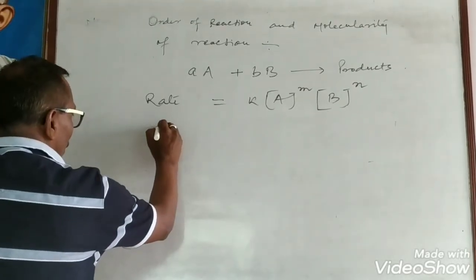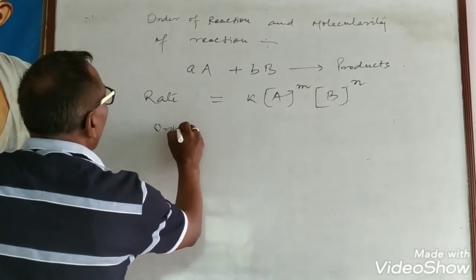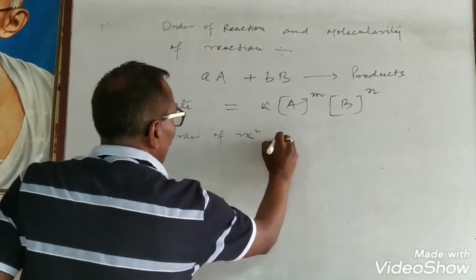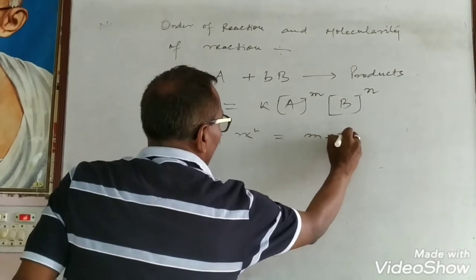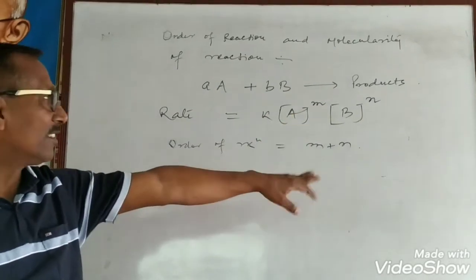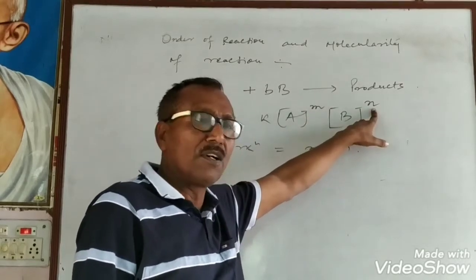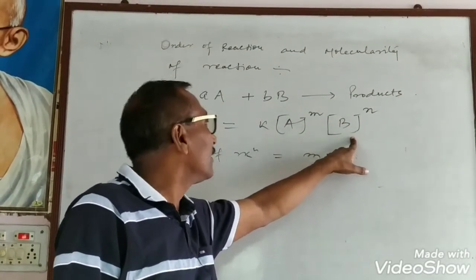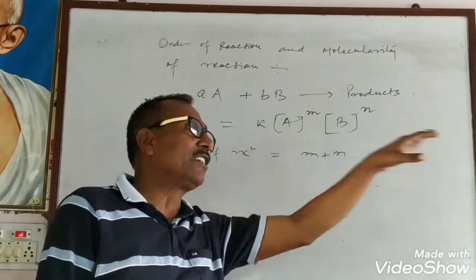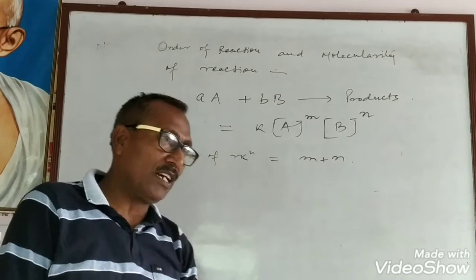So here, order of reaction is equal to m plus n. This is the order of reaction. Whenever order of reaction is to be defined, it is the sum of powers of concentration of reactants expressed in the rate law, which is given experimentally. This is the general definition of order of reaction.